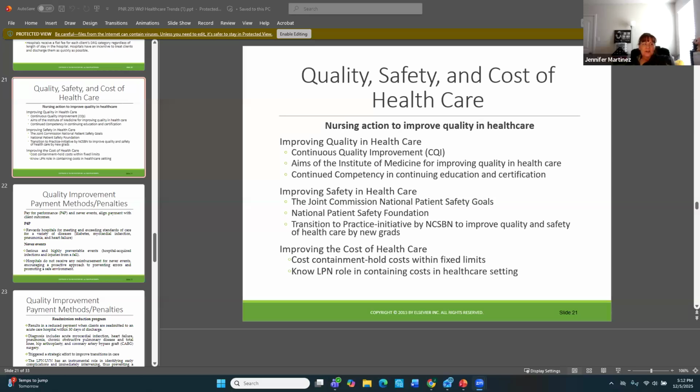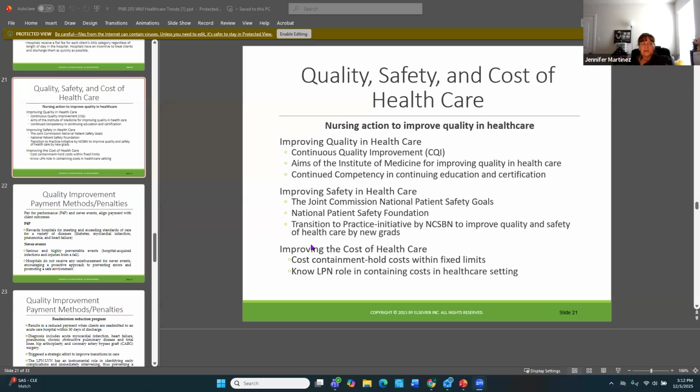So we have the National Patient Safety Foundation as well. That was created to build a system of safety across the continuum of care. They partner with clients as well as families and the community to improve client safety by avoiding those errors of commission or those errors of omission, or even doing the right thing the wrong way.